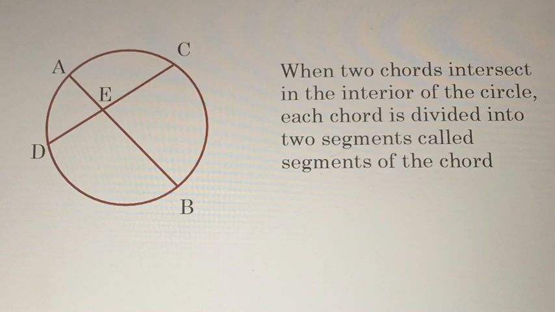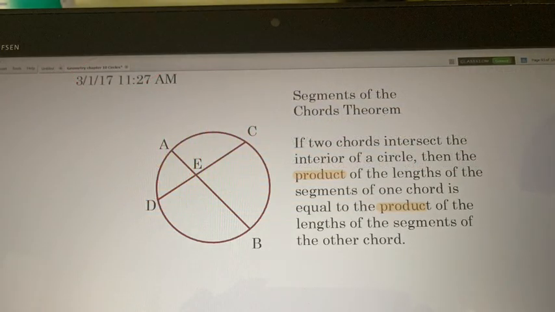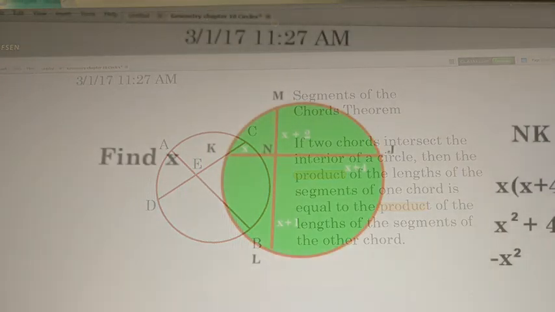So AB is a chord, AE is a segment of that chord, as well as EB. We have the segments of the chords theorem. If two chords intersect in the interior of a circle, then the product of the lengths of the segments of one chord is equal to the product of the lengths of the segments of the other chord. As you're writing this down, think about what that means. Stop the video and restart when you're ready for the next problem.